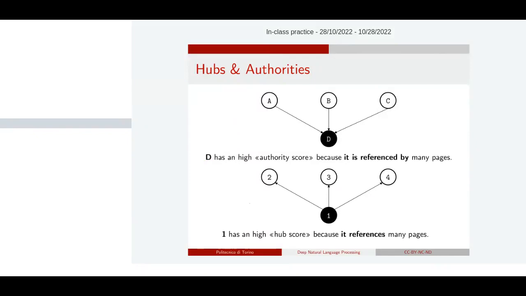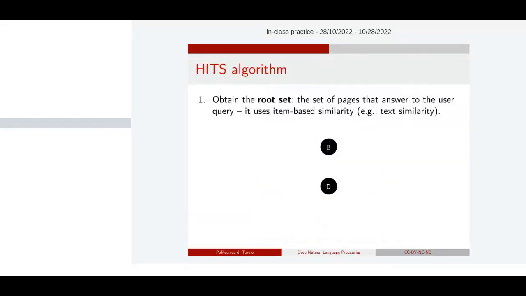So in the first graph, D has a high authority score because it's referenced by many pages. So it contains some information that is referenced by many web pages. Instead, in the second case, 1 is actually a good hub because it references a lot of other pages. So this is the difference between hubs and authorities.